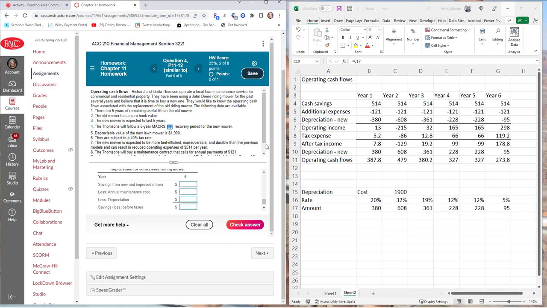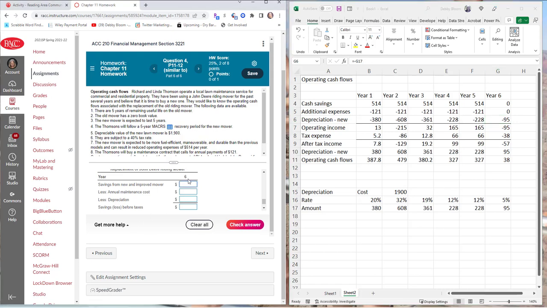Now, as I was looking at this, I realized that I'm actually a little bit wrong for year 6, because we're told that the new machine would only have 5 years of useful life. So we're not going to use this machine in year 6, so we're not going to get any cash savings, so we're going to change the year 6 cash savings to 0. We have no more additional expenses, but we do get to depreciate it. So we get a $95 tax deduction, $38 tax savings, but we actually don't have to pay that $95 tax deduction, so I actually get $38 of cash flows.